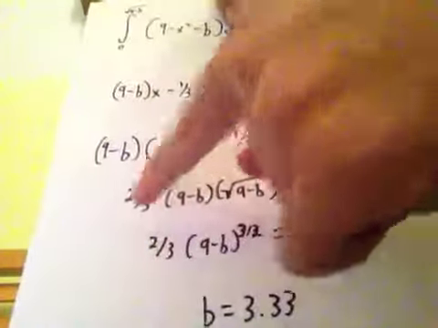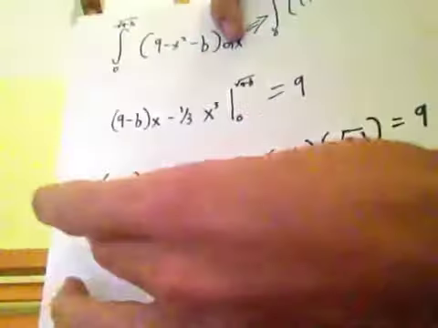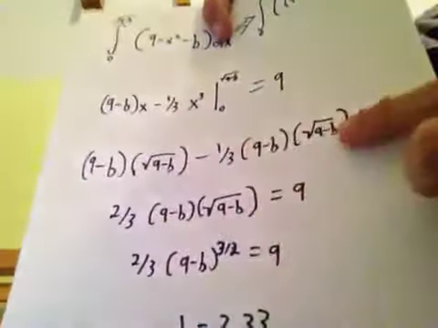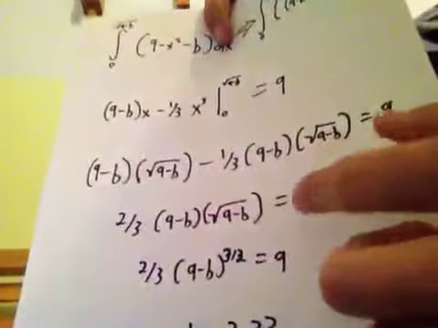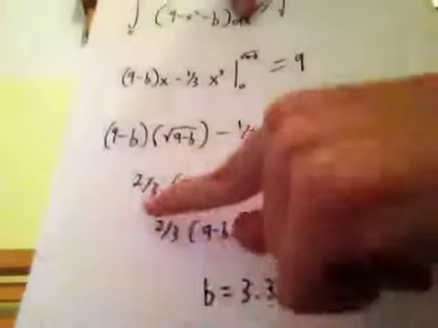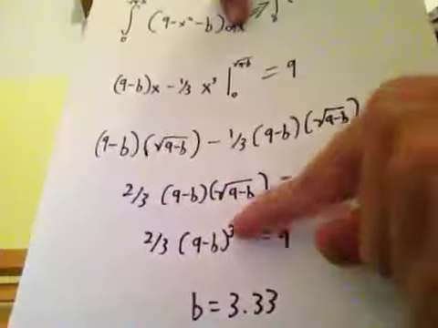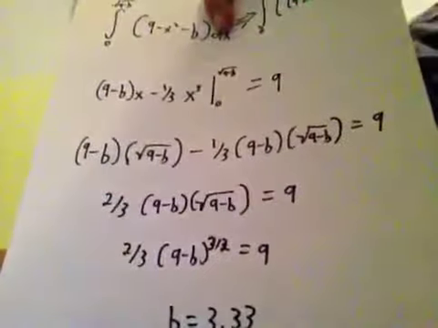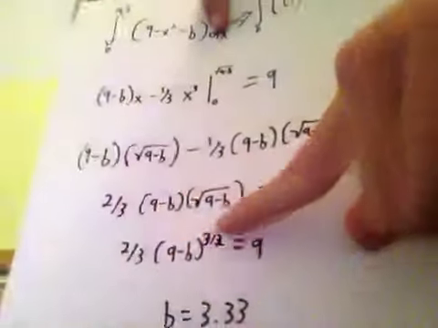If you think of this as one term, and you think of this as 1/3 of that term, then 1 whole term minus 1/3 of the term equals 2/3 of that term. That term being 9 minus b times the square root of 9 minus b. So you have 2/3 of this.